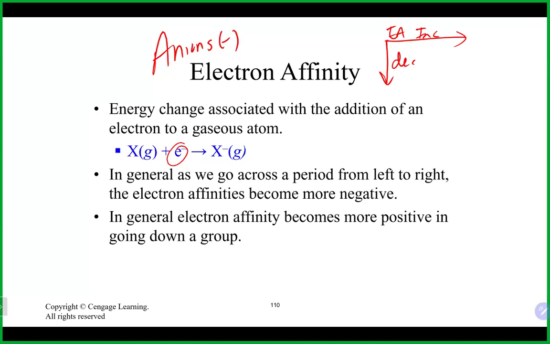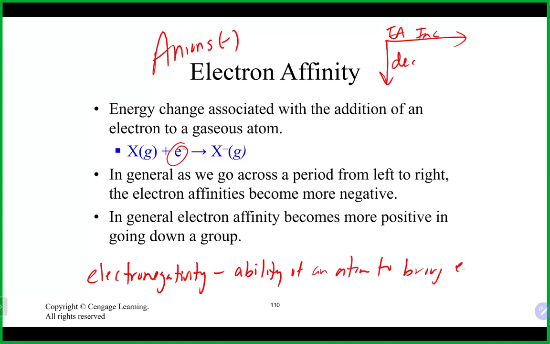Now, this shouldn't be confused with something else that we talked about a lot, which was electronegativity. And electronegativity is the ability of an atom to bring electrons, or attract electrons, towards itself. It also increases as you go up and to the right and decreases as you go down, with our friend fluorine being the most electronegative element you have.